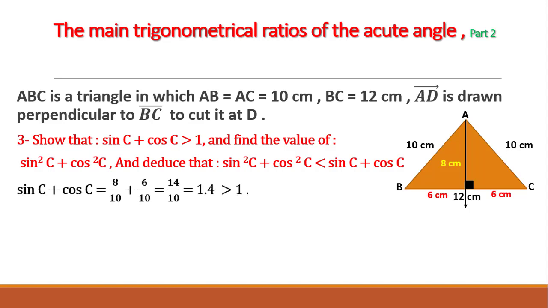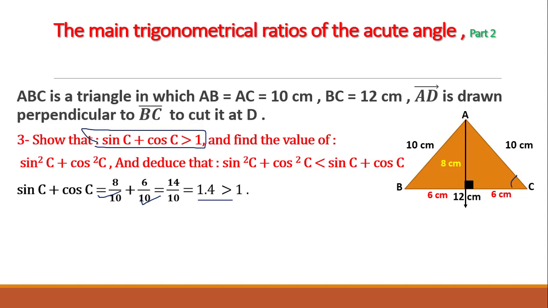Okay, at first, sine C plus cosine C. This is C. Sine C is 8 over 10. Cosine C is 6 over 10. Add the two together, it will be 1.4. So this is greater than 1. This is the first part of the question.